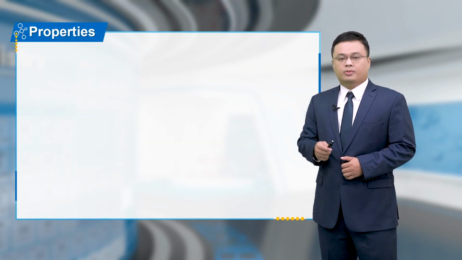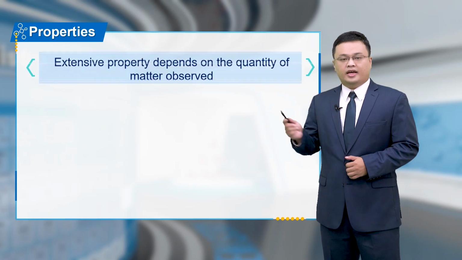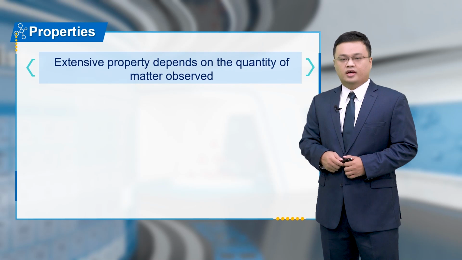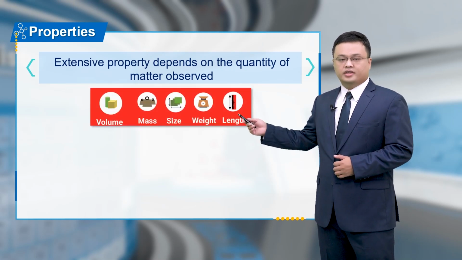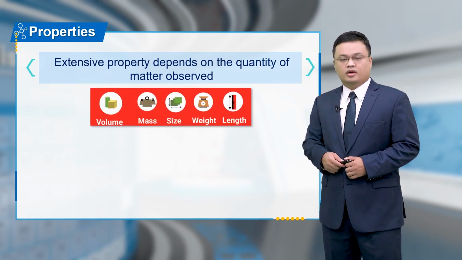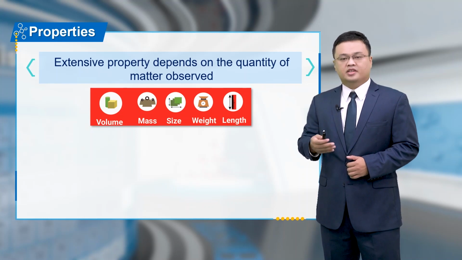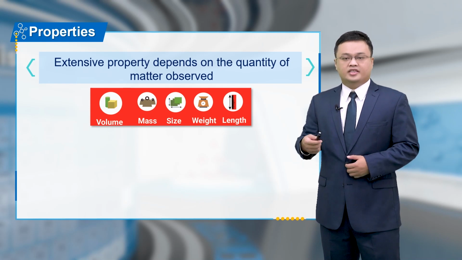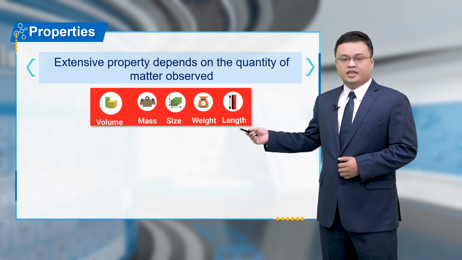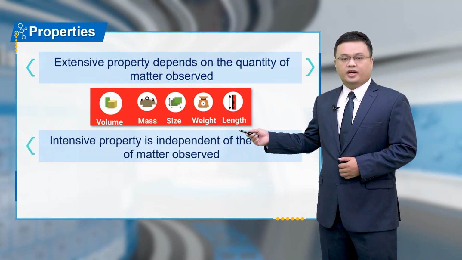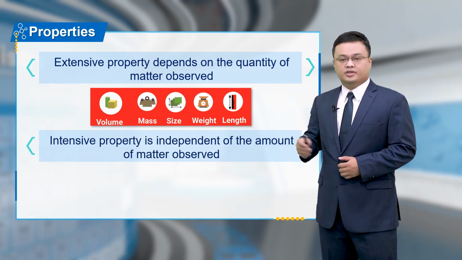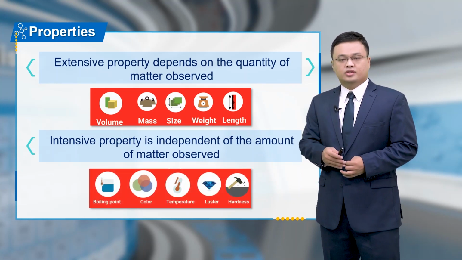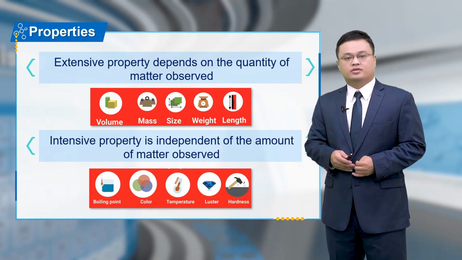Mass and volume are both extensive properties. An extensive property is dependent on the quantity of matter observed, like size, weight, and length. However, if we divide the mass of a substance by its volume, we obtain density, an intensive property. An intensive property is independent of the amount of matter observed, like boiling point, color, temperature, luster, and hardness.